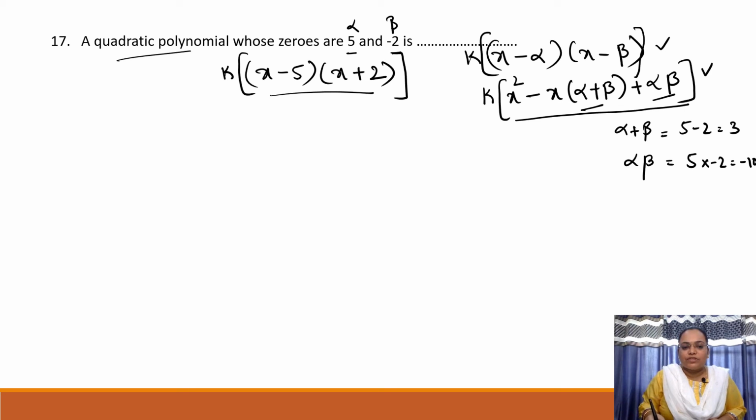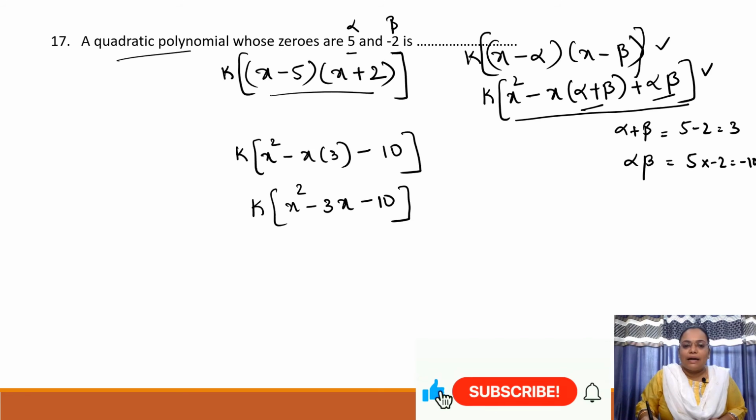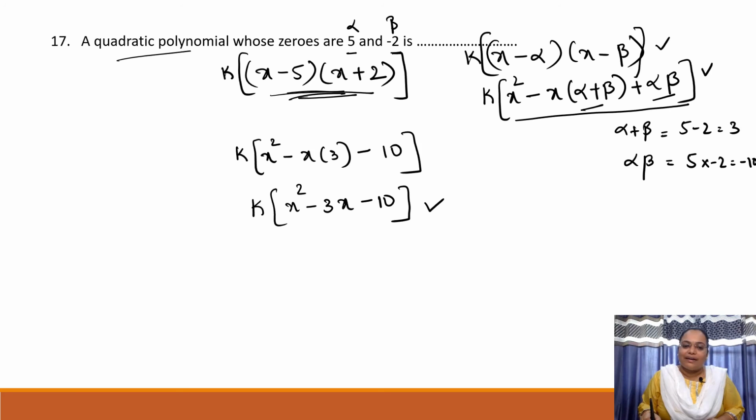So now let us substitute in this, that is k of x square minus x of 3 minus 10. I am just directly writing it. That is k of x square minus 3x minus 10. If you just multiply these two factors also, you will get the same quadratic polynomial. K can be any number, but the zeros of this quadratic polynomial do not change.